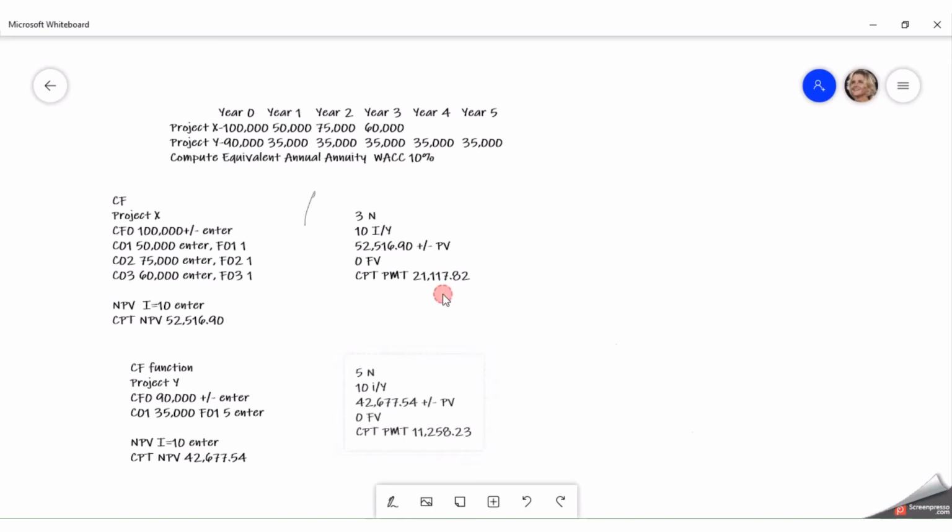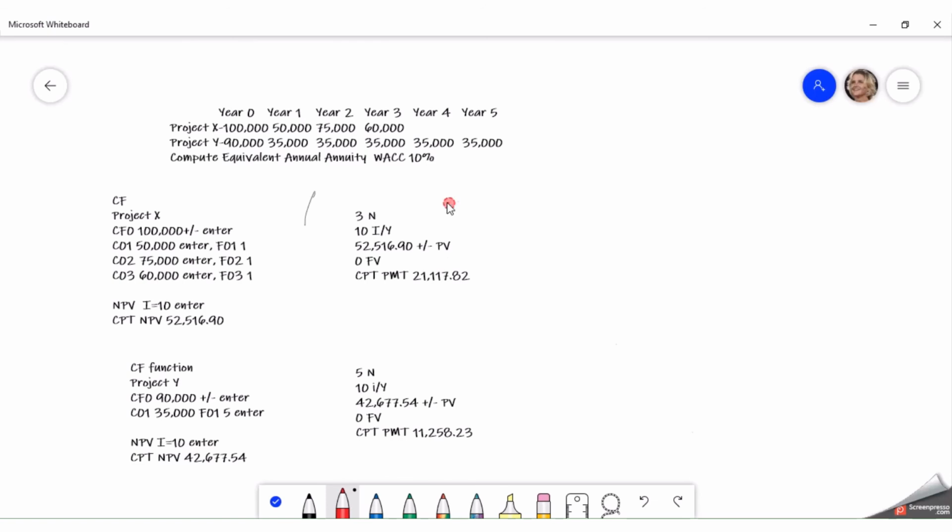So then what we would do is we'd pick the highest one. So then what we would say is that this one here, again, is going to be our best because it has the highest annual equivalent. So then that is that.